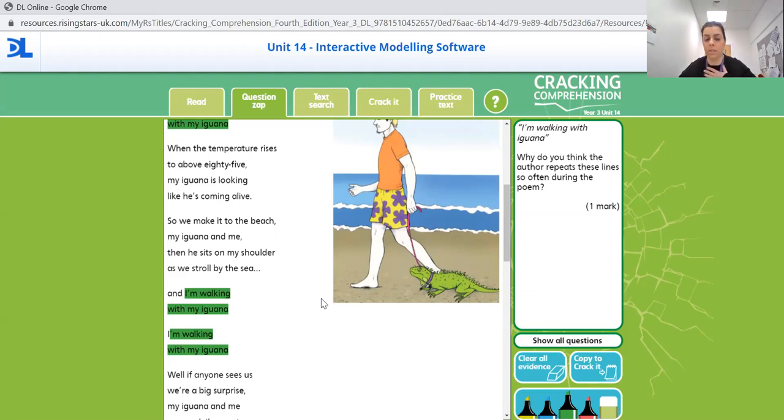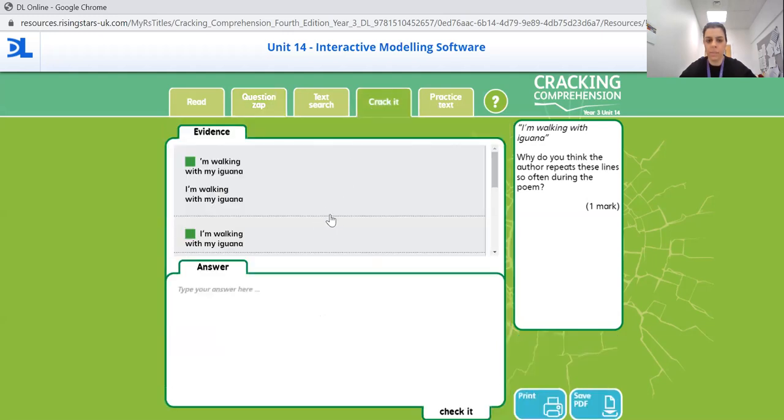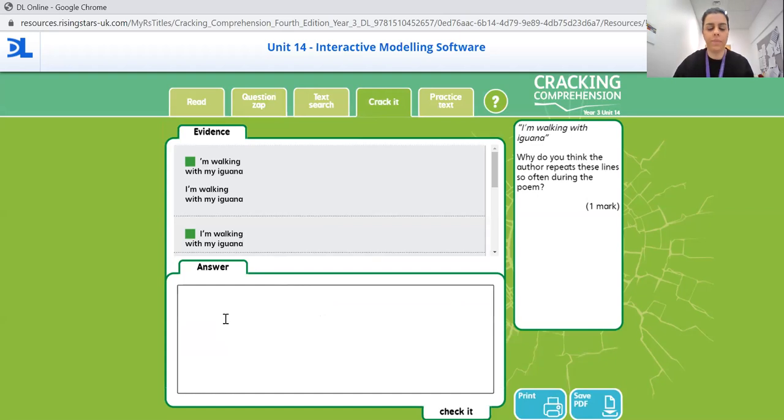So that's going to be my answer. I'm going to choose that as my answer, and then we're going to see what the text says. But I think that would be one of the answers. But I think there could be a range of answers for this one. So I'm going to go over to here, and I'm going to say, it slows down the reading and makes it seem like he is walking with his iguana.